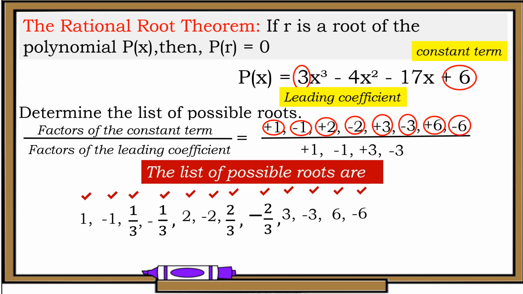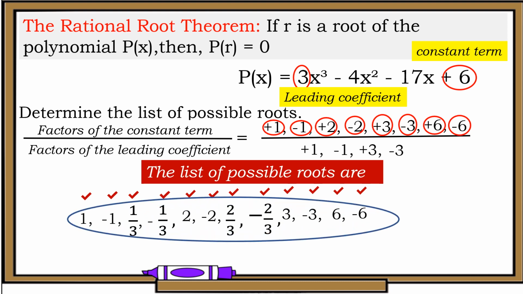So, this means the list of the possible roots are 1, negative 1, 1/3, negative 1/3, 2, negative 2, 2/3, negative 2/3, 3, negative 3, 6, and negative 6. These are just the list of possible roots. Hindi yan lahat ay roots ng given polynomial. So, himay-himayin pa natin yan kung alin dyan yung roots talaga ng polynomial.